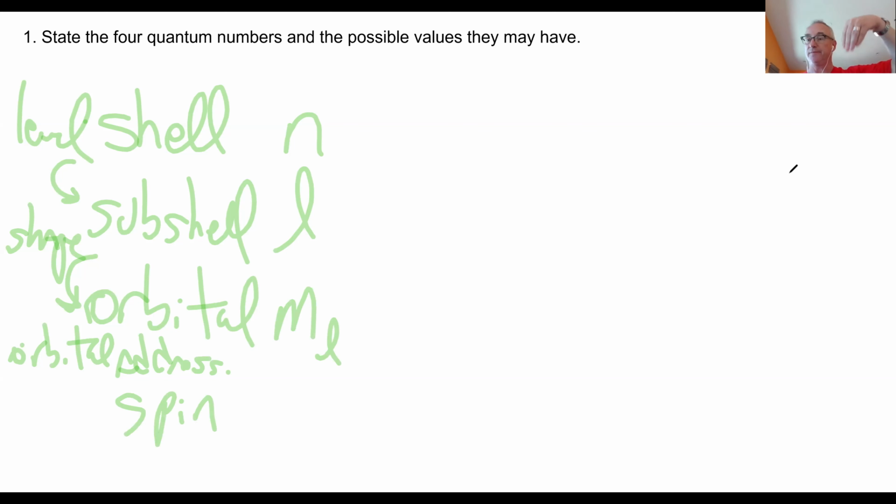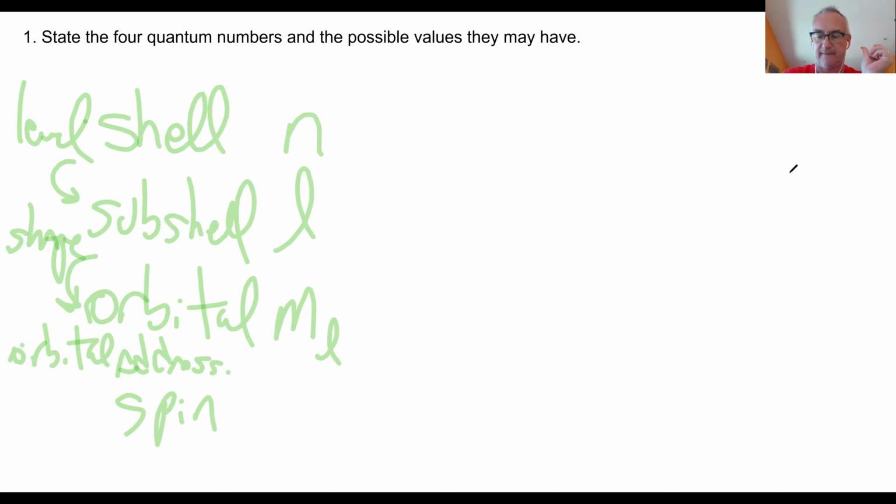So as we go down, shell is a series of electrons, subshell is a smaller series of electrons. The orbital means it's one of two electrons, and then the spin tells you exactly which electron it is. It's either this one or it's this one. It's either spinning in this direction or spinning in that direction. So the final quantum number tells you exactly which electron it is. We've narrowed it down to just one.